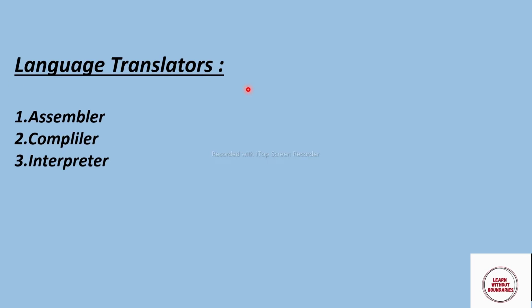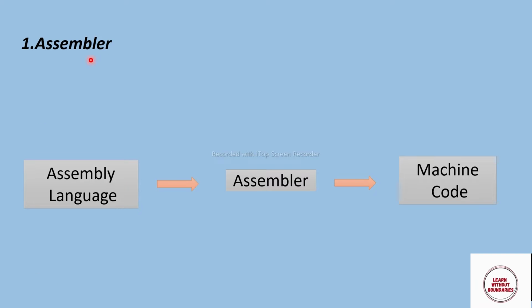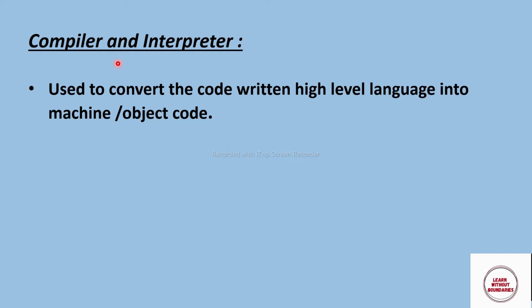So there are three language translators: assembler, compiler, and interpreter. Assembler is a program that converts the code we have written in assembly language into machine code, that is in binary form, in the form of zeros and ones. So the next are compiler and interpreter.